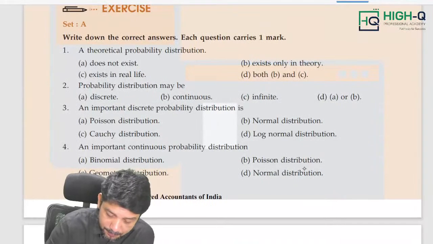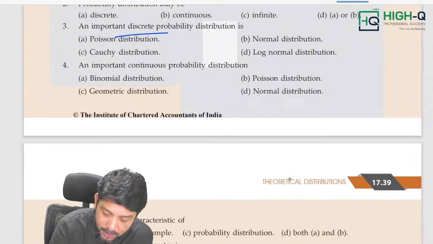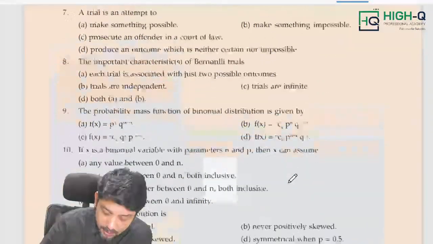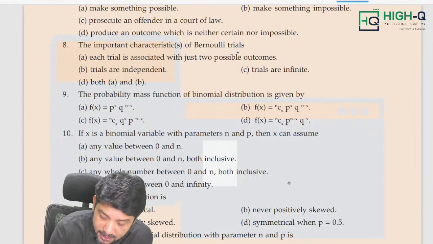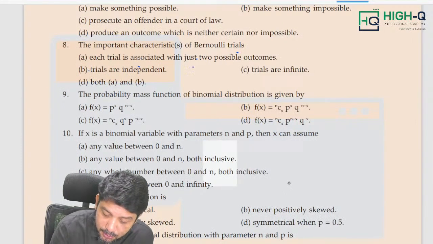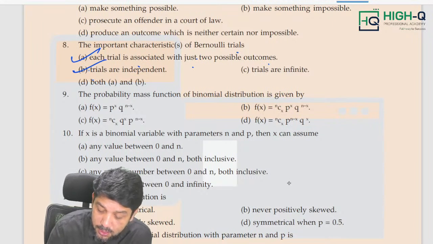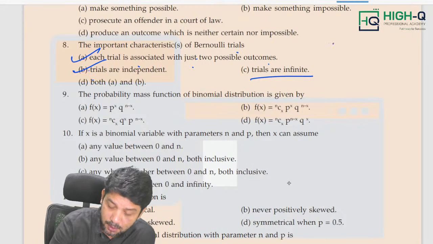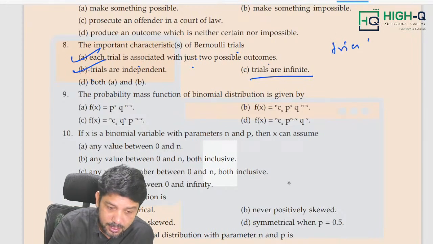An important discrete probability distribution is Poisson. The important continuous distribution is, of course, the normal distribution. Now look at this. The important characteristic of a Bernoulli trial: each trial is associated with just 2 possible outcomes, and trials are independent. Both are important. Trials are finite in binomial distribution.